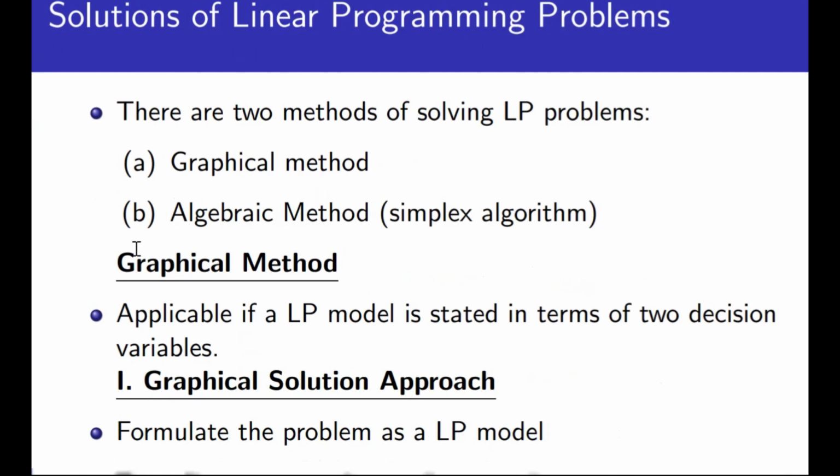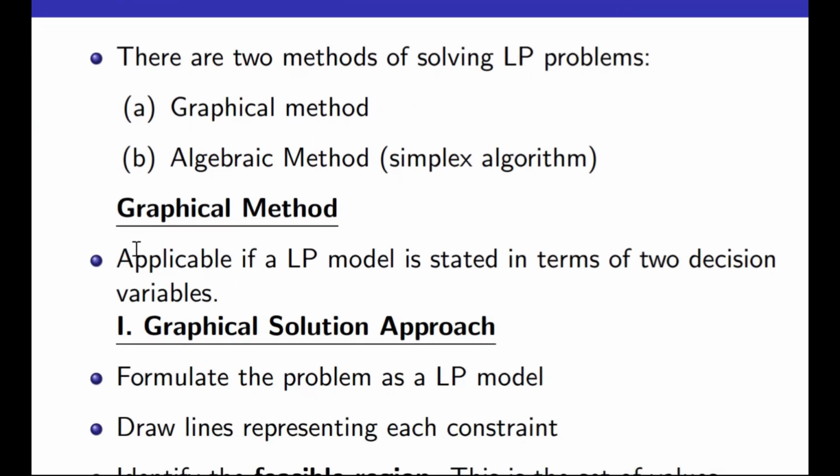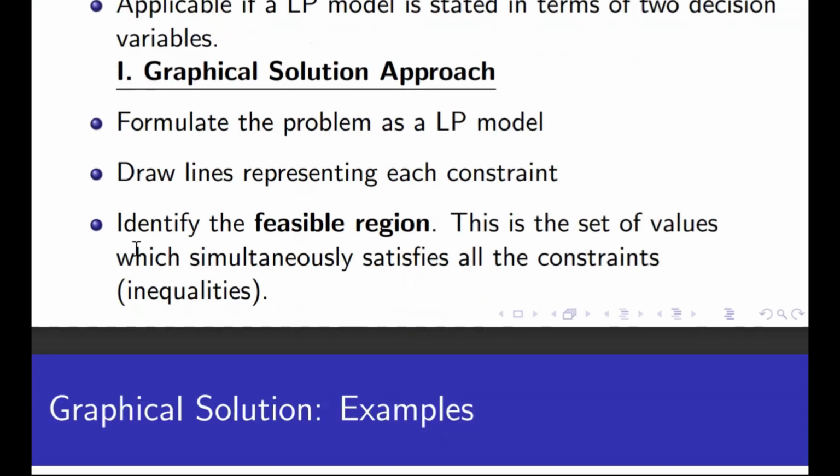There are 2 methods of solving LP problems. We have the graphical method and the simplex algorithm. So the graphical method is applicable if an LP model is stated in terms of 2 decision variables. Number 1, graphical solution approach. Formulate the problem as an LP model. Draw lines representing each constraint.